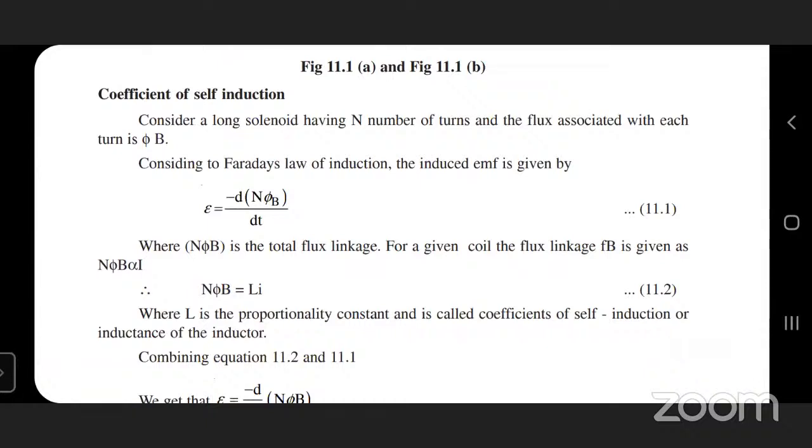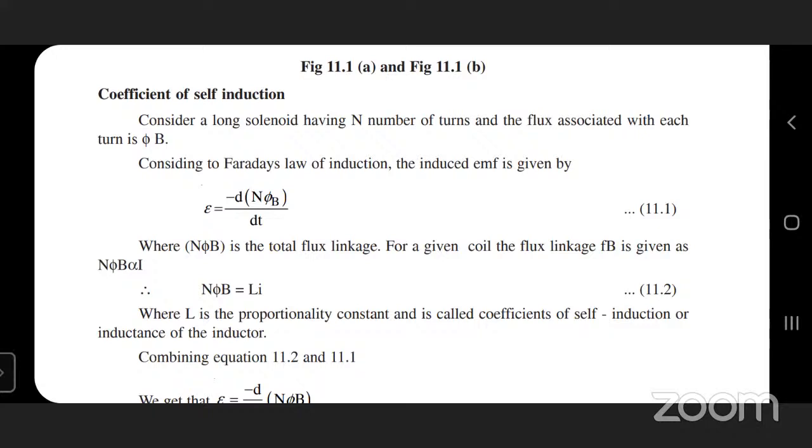What is the coefficient of self-inductance? Let us consider a long solenoid which contains a capital N number of turns, and the magnetic flux associated with each turn is phi B, with suffix B written there. Considering Faraday's law of induction, the induced EMF is given by E equals minus d by dt of N phi B, where capital N indicates the number of turns, phi B indicates the magnetic flux linked with that circuit, and E is the electromotive force.